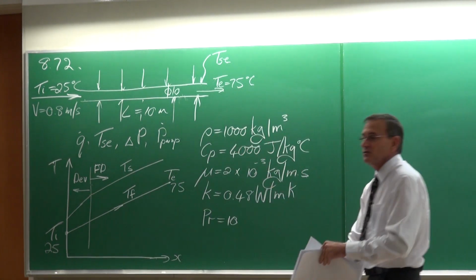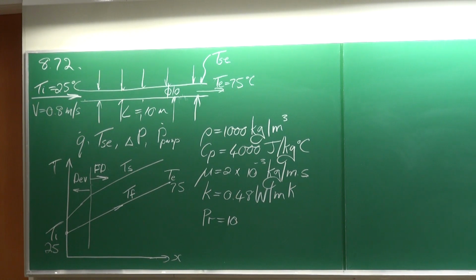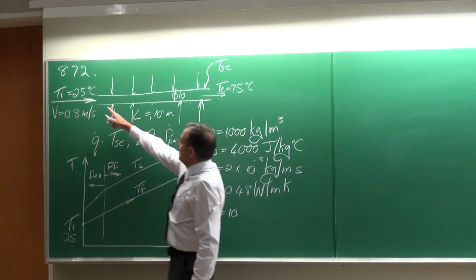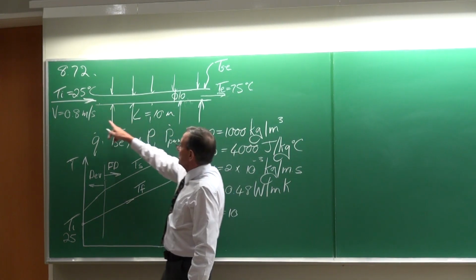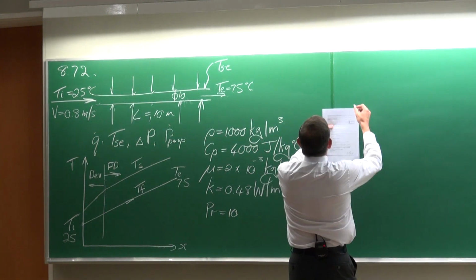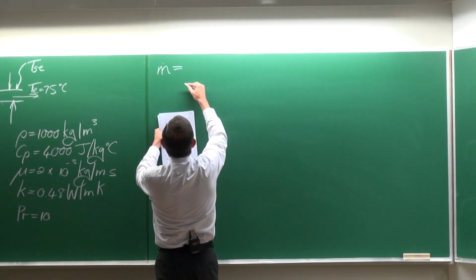If I look at those values, it is close to that of water, but it is not water, it is something different. Right, we've got the inlet temperature, we've got the outlet temperature, we've got the inlet velocity as well as the diameter. So therefore it is very easy to calculate the mass flow rate and the heat transfer rate.